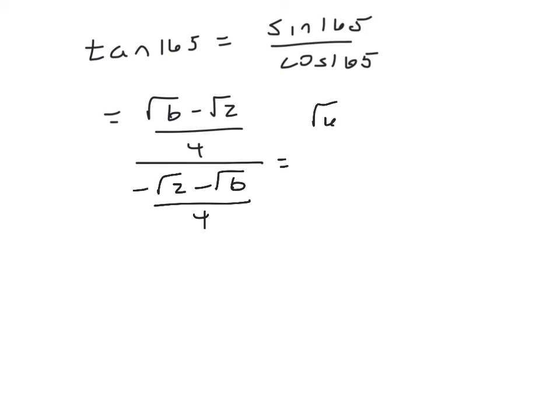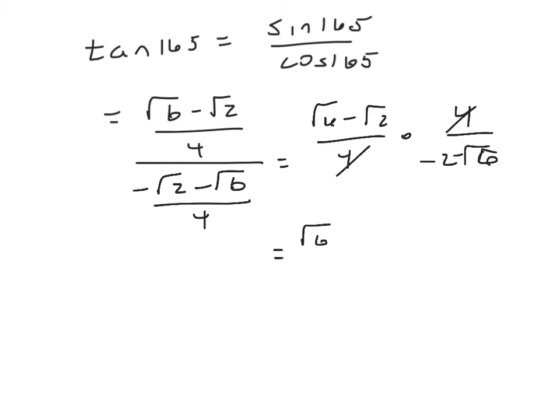Well, then that's going to be radical 6 minus radical 2 over 4 times 4 over negative radical 2 minus radical 6. And the 4's cancel, and that's going to give me radical 6 minus radical 2 over negative radical 2 minus radical 6. And then from there I can multiply by the conjugate and so on. So you can look at that one example in my homework and figure that one out. And I got one more example to show you.